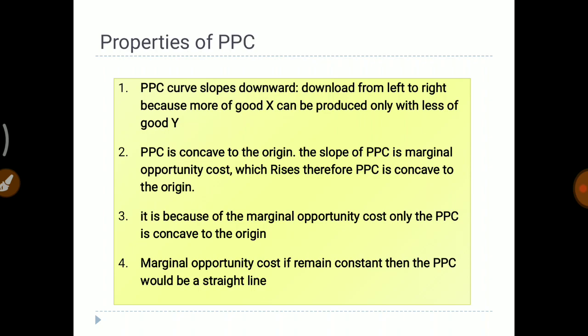Second, PPC is concave to origin. Normally the shape of PPC is concave to origin because marginal opportunity cost is rising. Second property: PPC is concave as MOC is rising. Third, if MOC remains constant, the PPC would be a straight line. Suppose marginal opportunity cost is constant throughout, then the PPC shape would be a straight line, not a concave shape. Moving forward, you will understand this in the graphical representation.